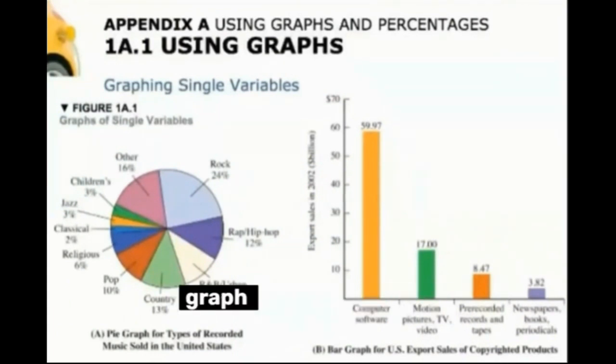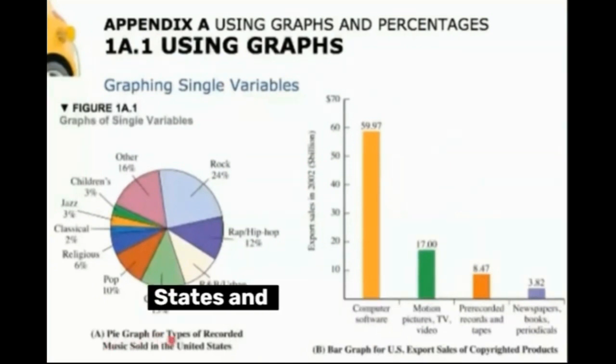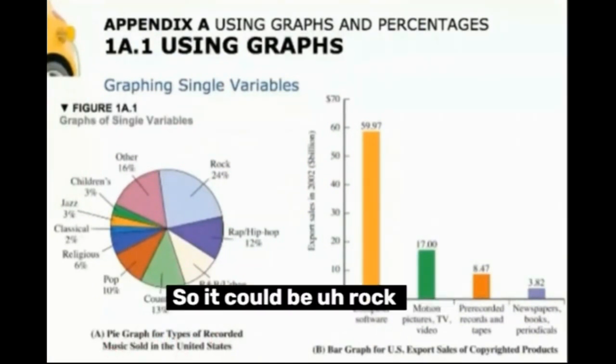Now, there are lots of different types of graphs. Suppose we're trying to graph a single variable. Well, we could do that in many ways. One, we could look at a pie chart. Pie charts look at one variable and how it might be split up or distributed between different types of that variable. In this example, we're looking at the types of recorded music sold in the United States. This is from 2004. Right?